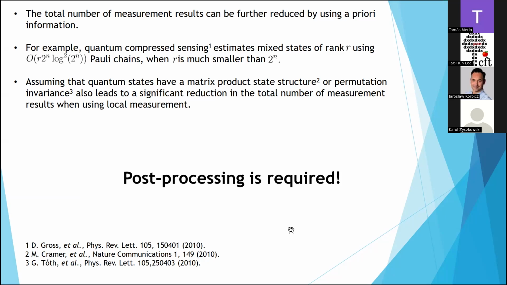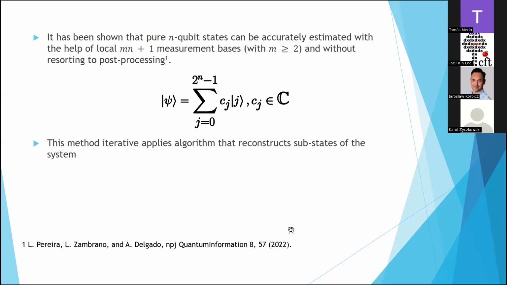There are some cases, for example, when the state is pure. If the state is pure and formed by an n-qubit system, as in our case, it has been proven that we can estimate the state with a total of m times (n plus 1) measurement bases, with m at least 2. It does not need a lot of post-processing to reconstruct the state. Let's suppose that we have a state written in this lexicographical way, decomposed in the computational, or standard, basis.